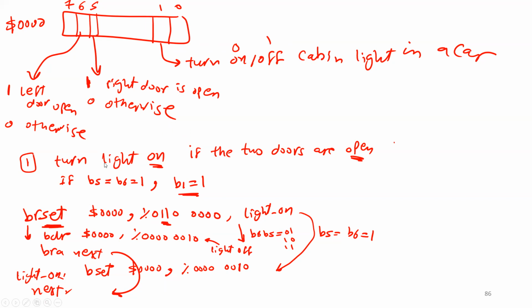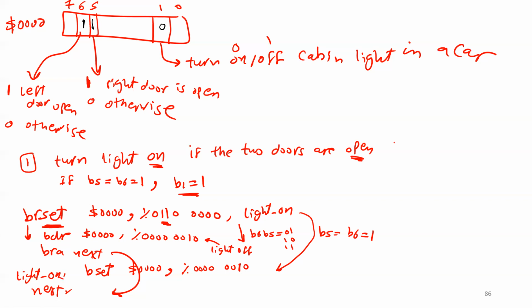Now I'm going to tell you, turn the light on if the two doors are open. Both of them are open. So if these two doors are open, please turn this one on. What does it mean? Open means 1. That means if you have here 1 and 1, you have to put here 0. That's what I'm telling you.